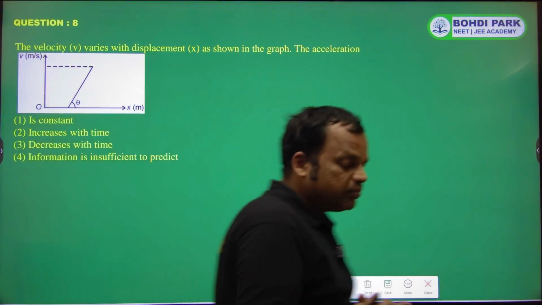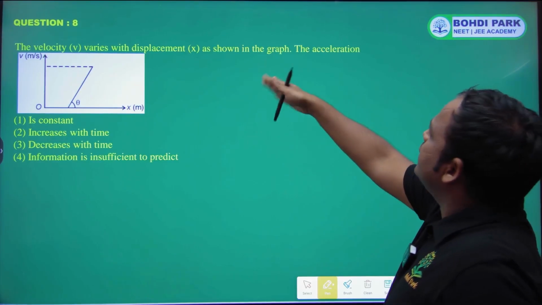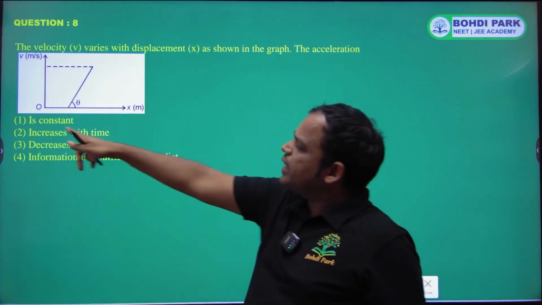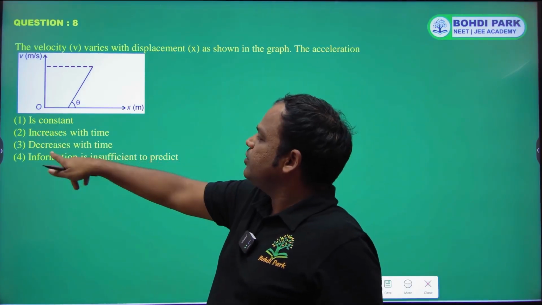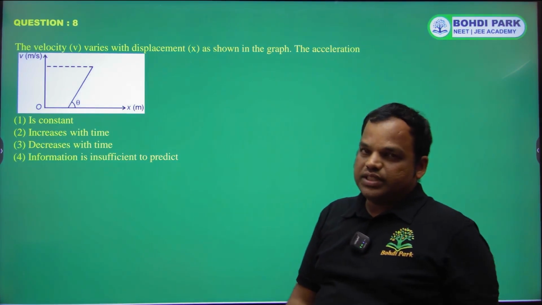Now in this question number 8, it is given a v-x graph. Again, what is the acceleration? You have to tell whether acceleration is constant, or is it increasing with time or decreasing with time, or the information is insufficient.